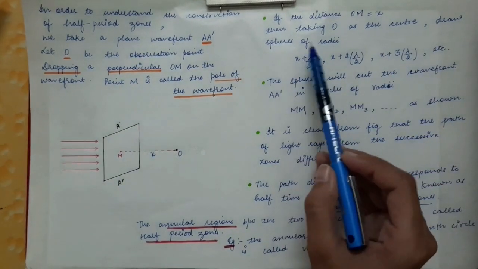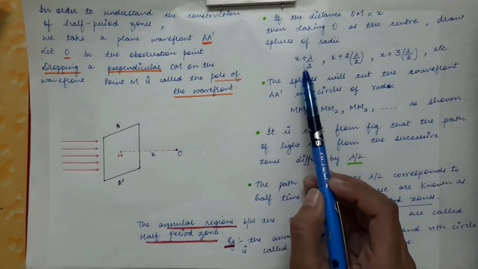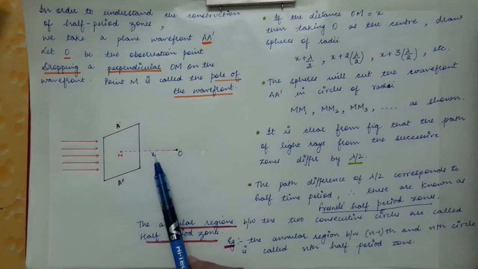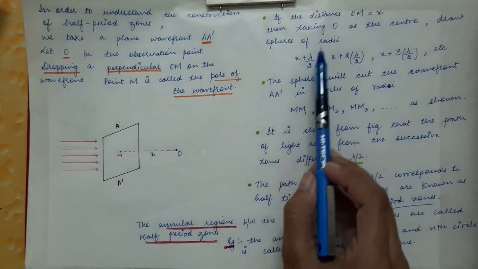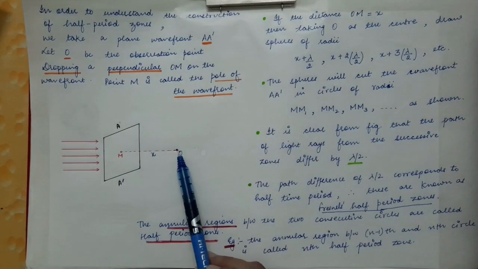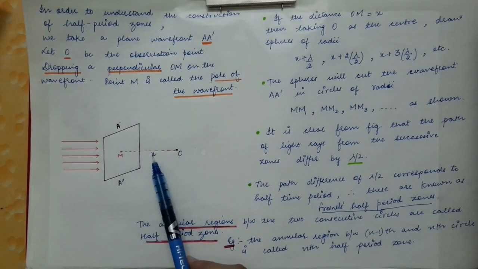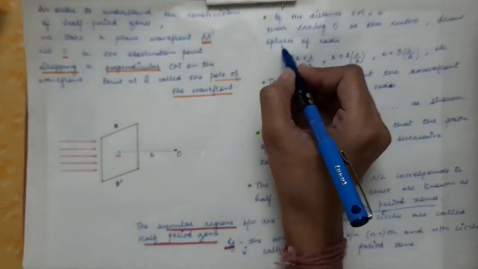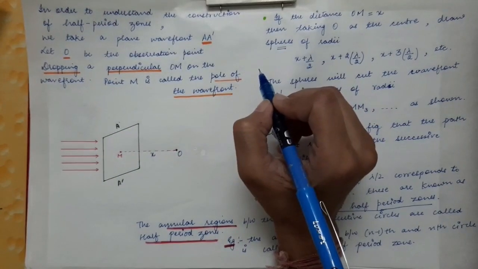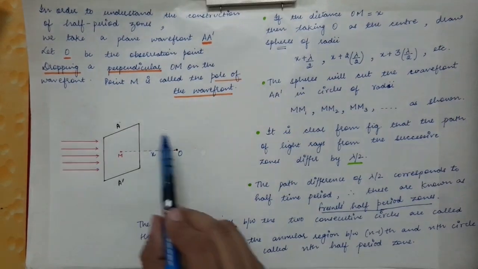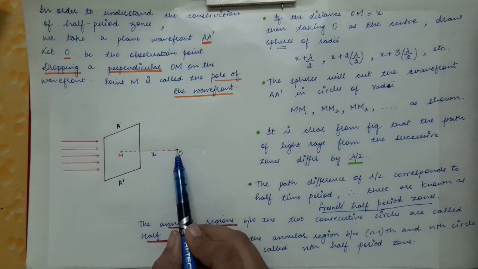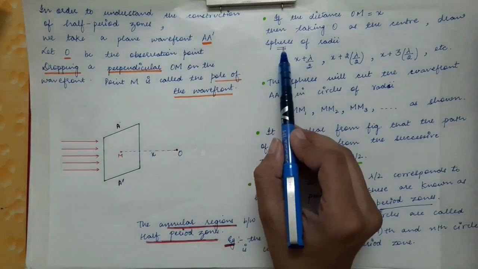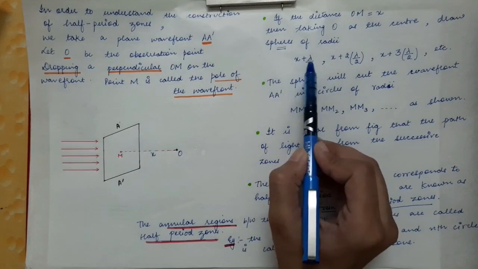So we draw spheres of radii x plus lambda by 2. First of all, you will draw a sphere of radius x plus lambda by 2. Now this distance is equal to x, so obviously the radius will be larger than x. Keep in mind you have to draw a sphere, a three-dimensional object, so it is quite imaginary. You have to imagine that, keeping O as the center, you draw a three-dimensional sphere of radius x plus lambda by 2.